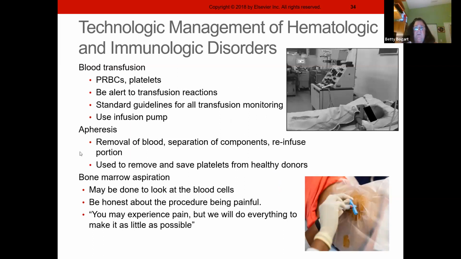So what do we do for the management of hematological and immunological disorders? Well, number one is blood transfusions. You've heard me mention it many times. Be aware of what your protocol is at your hospital. It could be, for instance, do vital signs when you start with a temperature. Hang it up. Of course, 2 nurses must sign it and make sure it's the right blood going up. 15 minutes later, take another set of vitals, and then every hour thereafter.